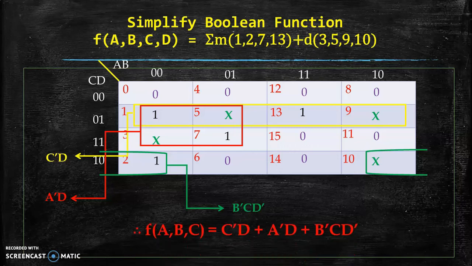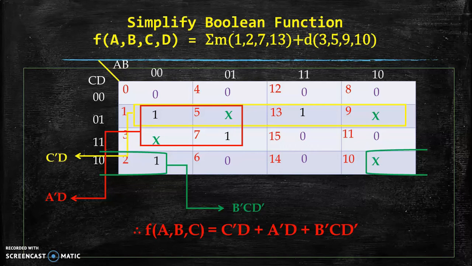So ultimately we can write our final simplified Boolean function f of ABCD is equal to C bar D plus A bar D plus B bar C D bar. We have prepared three groups, two quads and one pair. We have written product terms for each group, and then we have added all the product terms to make the final simplified Boolean function.